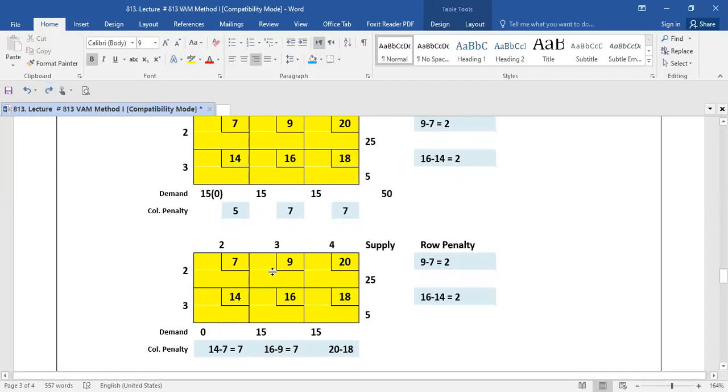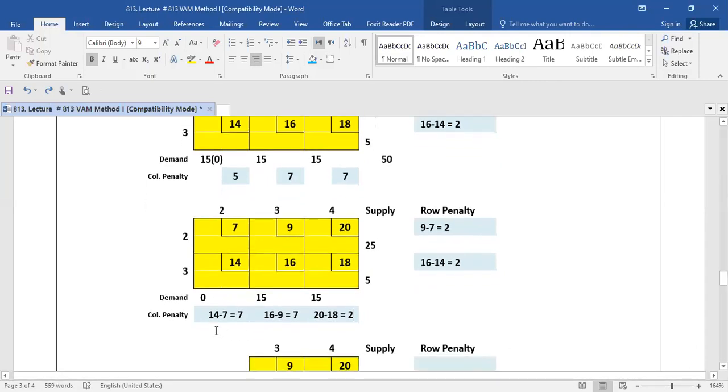Yes, here we have calculated 9 minus 7, 16 minus 14, and 14 minus 7, 16 minus 9, 20 minus 18. Yes, now your differences are complete. You see which one is maximum. From these 5 penalties, which one is maximum? These two have the same value. I will choose, it is up to you which value you choose. I have selected this one as my maximum value, and I will make my allocation in this column.